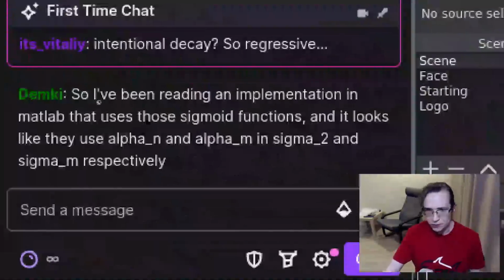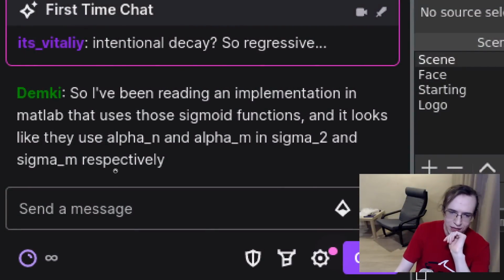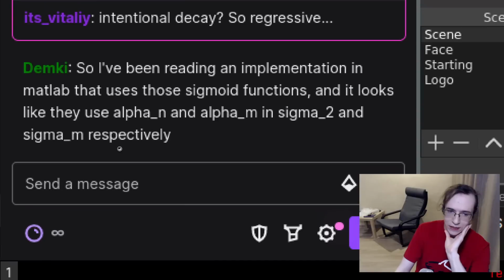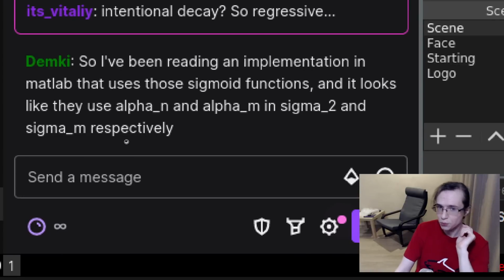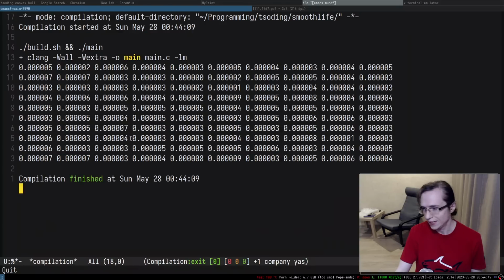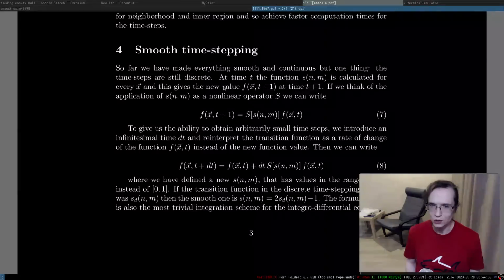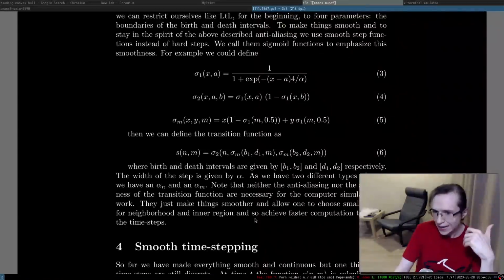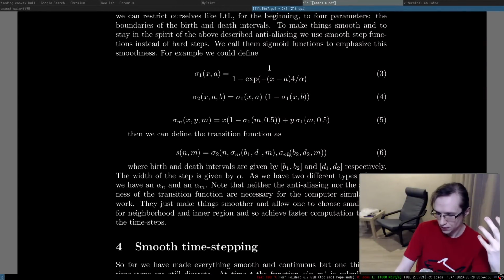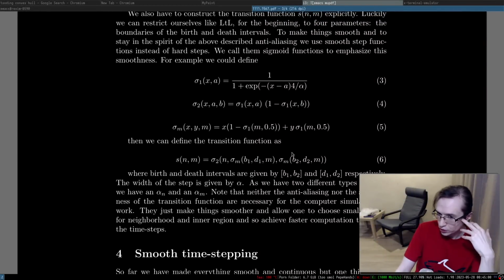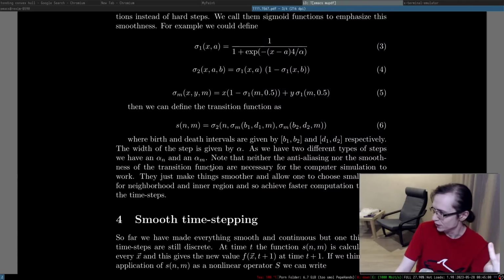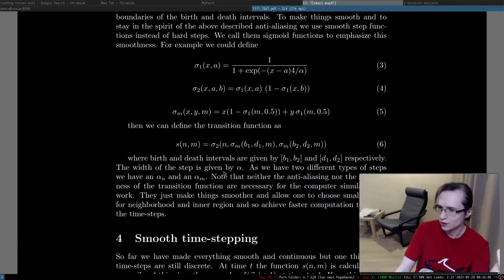Let's take a look at what people say. I've been reading an implementation in MATLAB that uses those sigmoid functions, and it looks like they use alpha n and alpha m in sigmoid 2 and sigma m respectively. Could you please point at the MATLAB implementation somehow? I would like to take a look, and I really want to know: is that a mistake in the paper, or am I just not interpreting it properly? It's confusing and misleading.